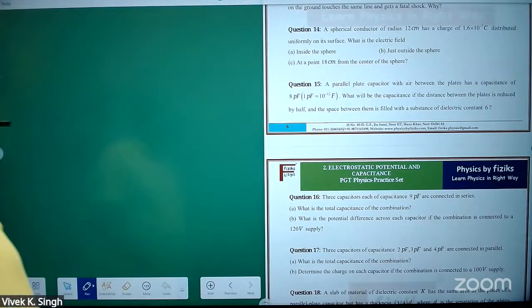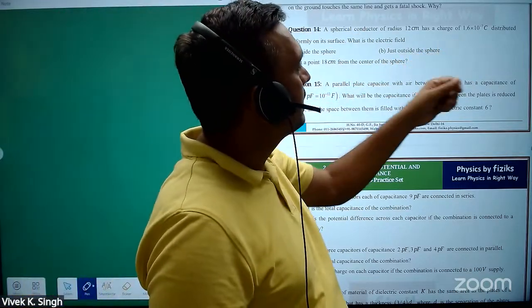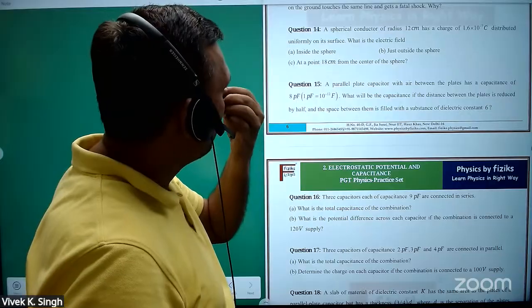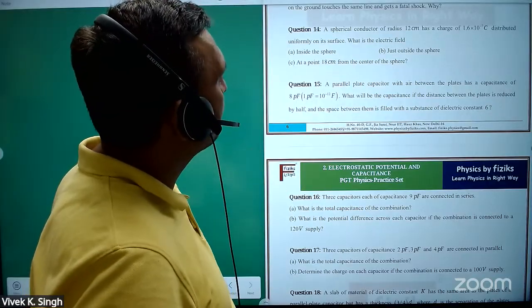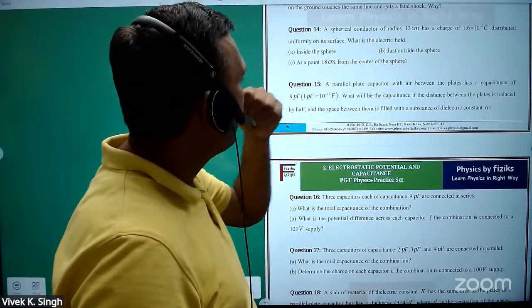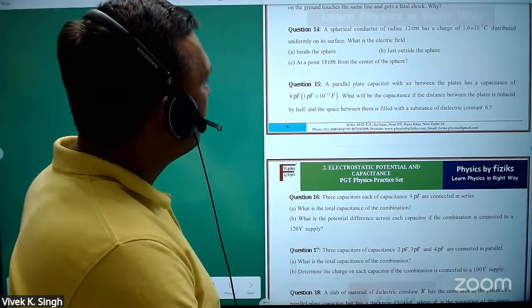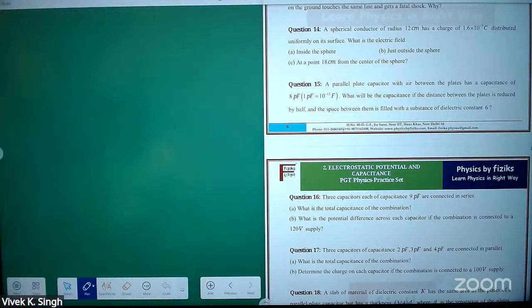A spherical conductor of radius 12 centimeter has a charge of 1.6 times 10 to the power minus 7 coulomb distributed uniformly on its surface. What is the electric field inside the sphere, just outside the sphere, and at a point 18 centimeter from the center of the sphere?